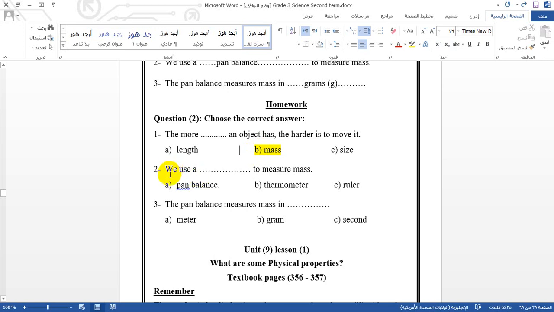So number 2, we use a what to measure mass? Sure, band balance. So the band balance measures mass in what? In gram, meter, or second? Sure, in gram. Okay, guys, we should write here gram. I'm so sorry because, by the way, it's difficult to use the keyboard here.